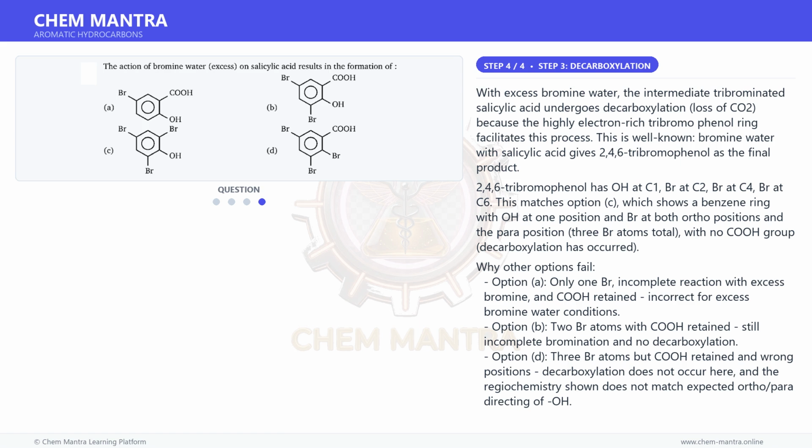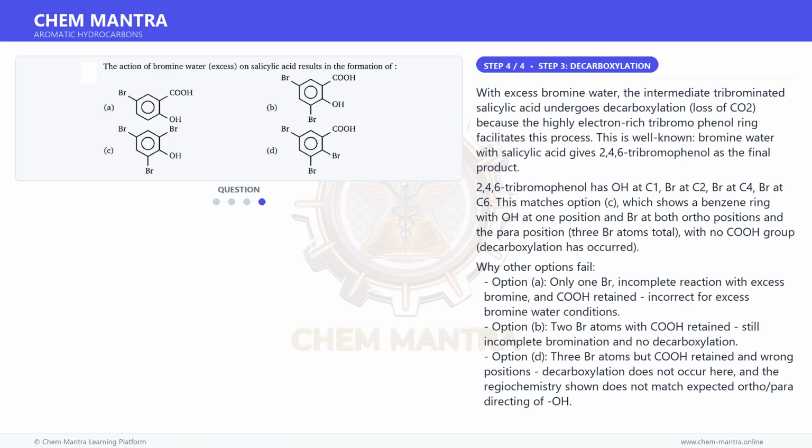2,4,6-tribromophenol has OH at C1, Br at C2, Br at C4, Br at C6. This matches option C, which shows a benzene ring with OH at one position and Br at both ortho positions and the para position, 3 Br atoms total. With no COOH group, decarboxylation has occurred.